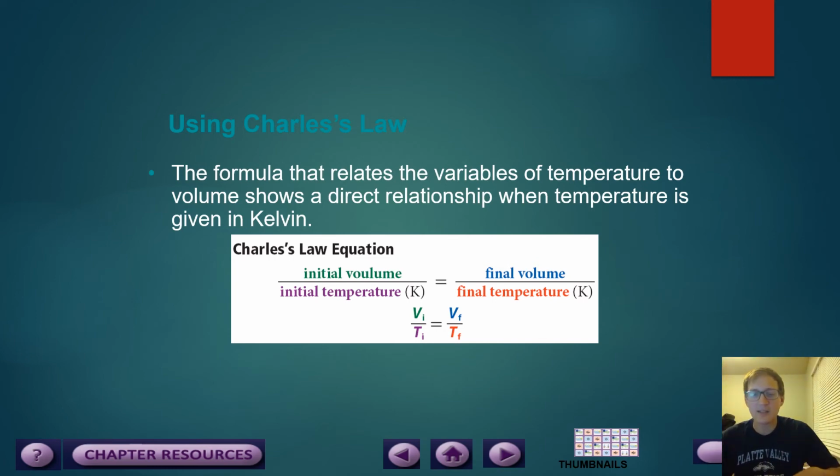sometimes they use I's and F's. VI over TI equals VF over TF. That just means volume initial over temperature initial equals volume final over temperature final. If you relate it back to Boyle's law, it could be V1 over T1 equals V2 over T2. They mix and match those subscripts to basically mean the same thing.